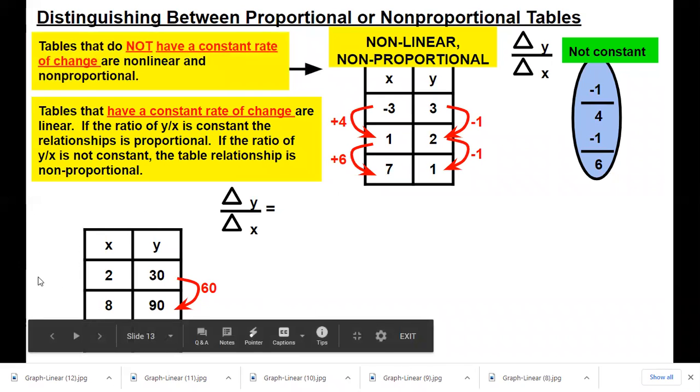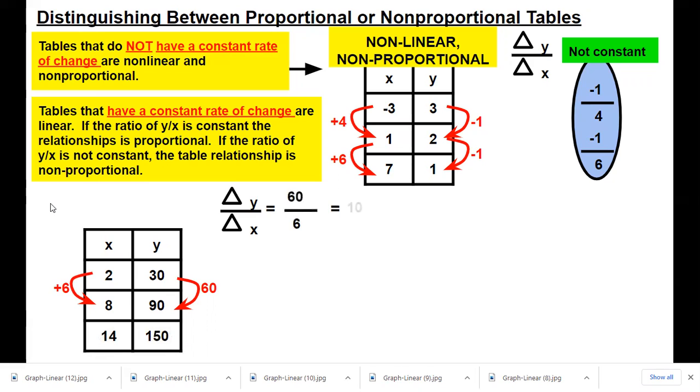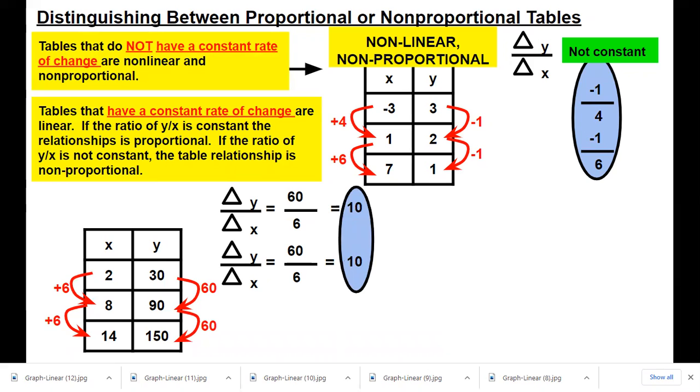So this one, let's do the change in y, 30 to 90, that's a positive 60, and then the change in x is 2 to 8, that's a positive 6. So 60 over 6 equals 10. Do it for the next set of points. Change in y from 90 to 150 is another 60. And then the change in x from 8 to 14 is another 6. So that's 60 over 6. That equals 10. So this was our change in y over change in x. This is the slope. The slope is constant, so it must be a linear equation. So it's a linear table. The slope is the same.